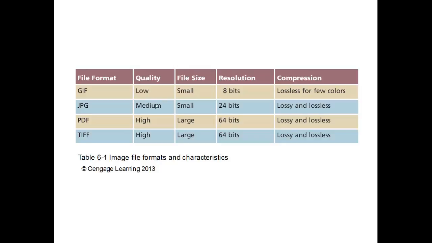The step up from that would be a JPEG. You have a medium quality of the image. The file size is still relatively small, but you get much more resolution compared to a GIF. You get 24 bits. A step up from that, PDF. High quality, but the file size will be much larger. That's due to the resolution being better than the previous 2 types. You get 64 bits resolution. And same thing goes for a TIFF file. High quality of image, but a very large file size due to the increased resolution.